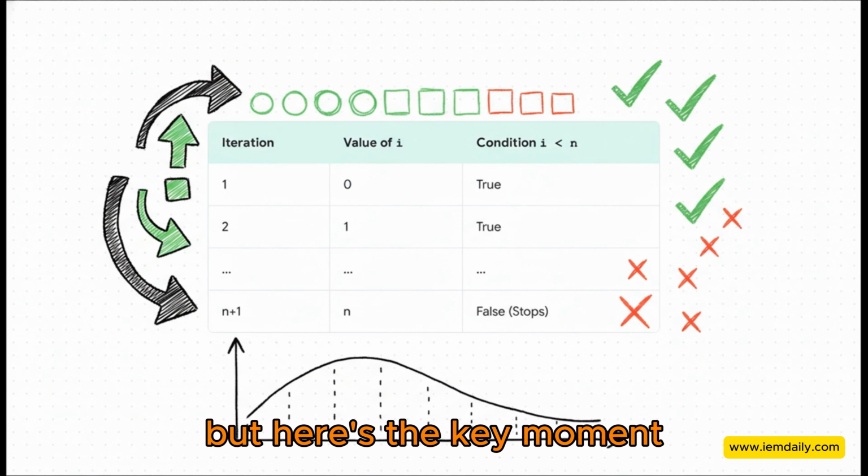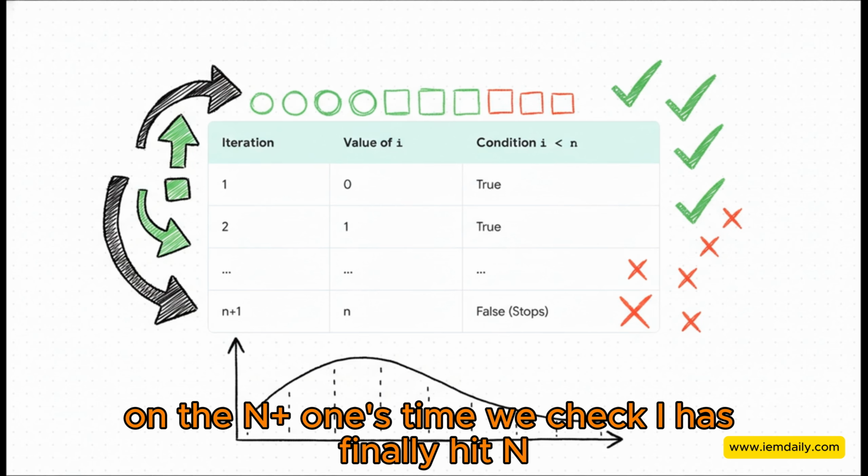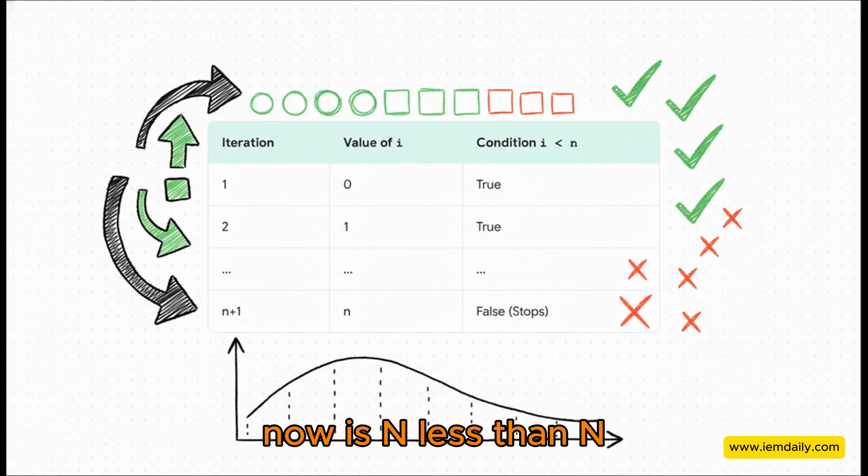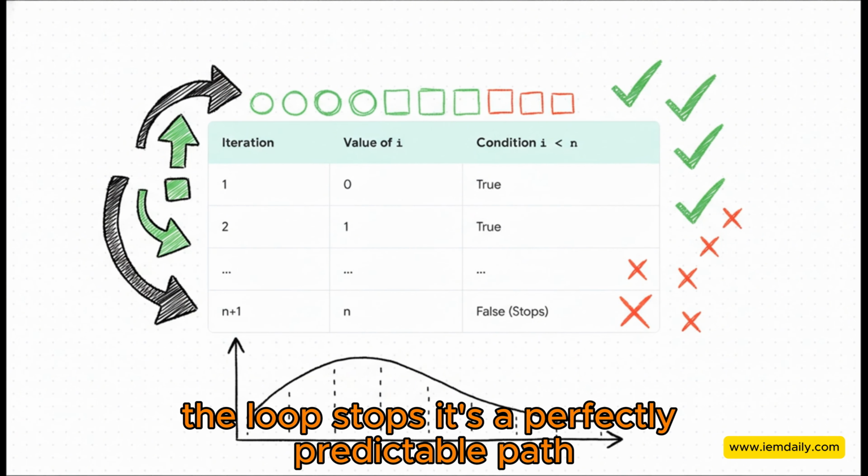But here's the key moment. On the n plus 1st time we check, i has finally hit n. Now, is n less than n? Nope, that's false. The loop stops. It's a perfectly predictable path.